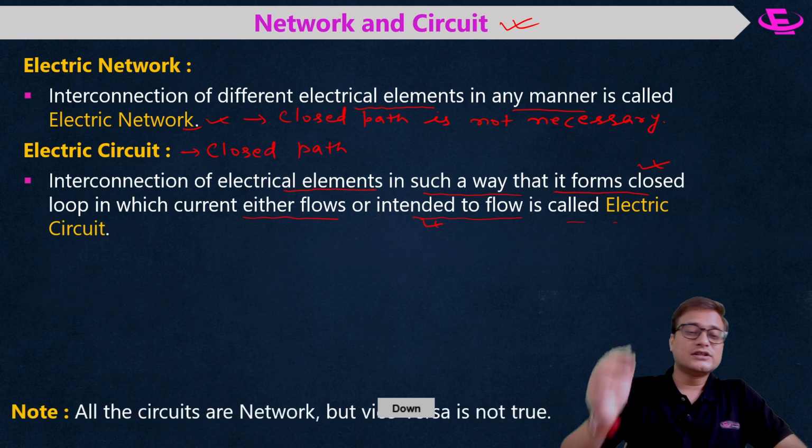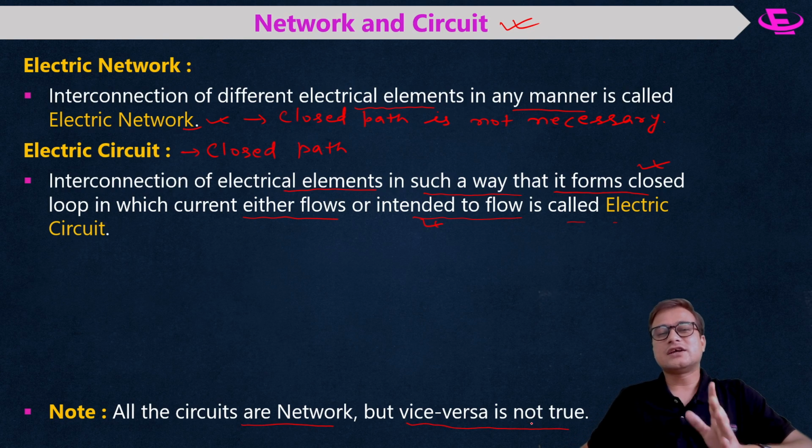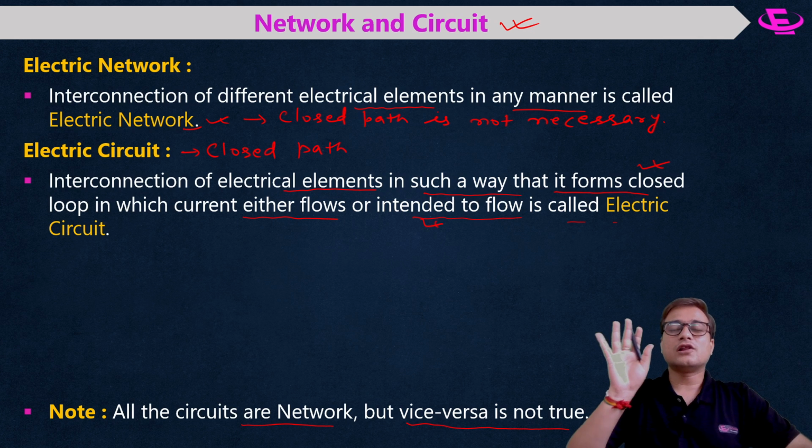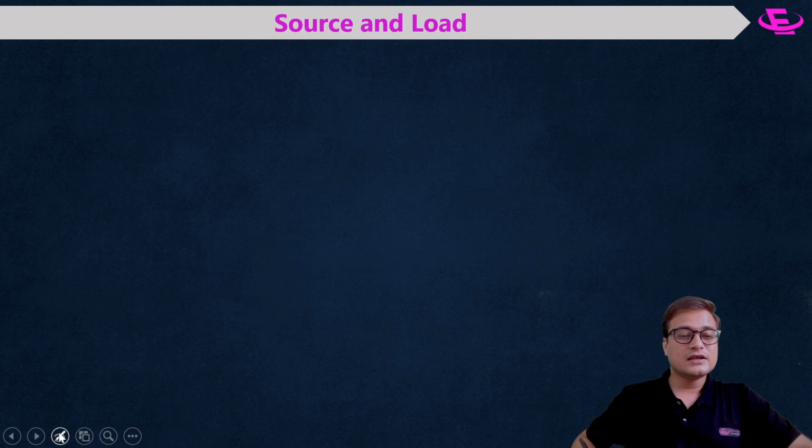So please note this statement. All the circuits are networks, but vice versa is not true. The opposite is not true, but all the circuits are networks. So this is about network and circuit.